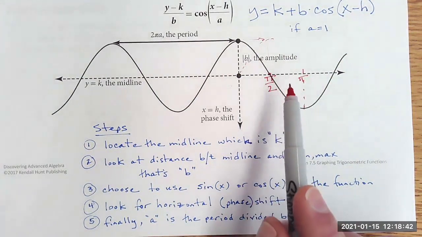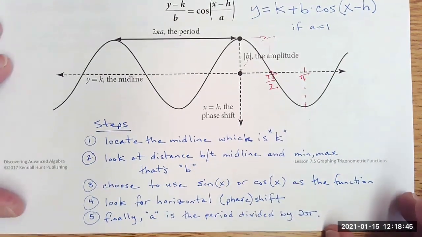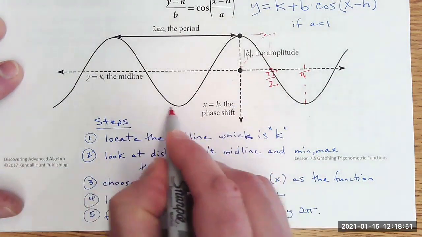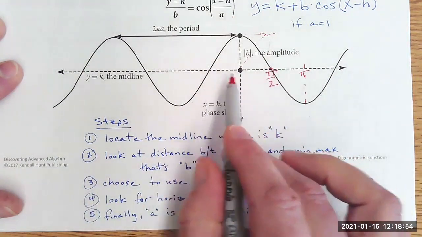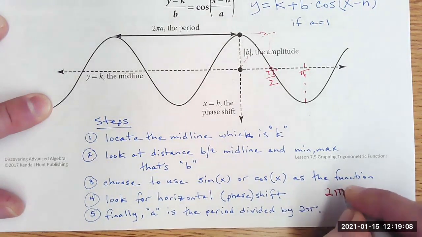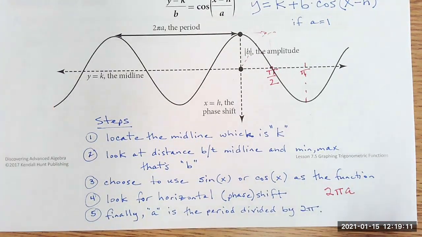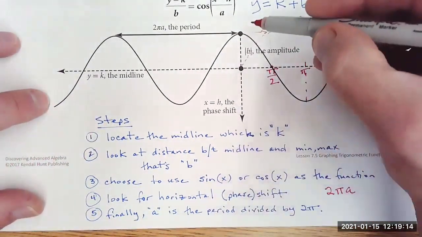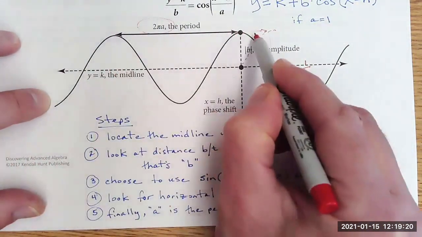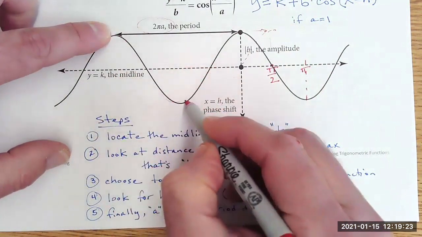Once you've chosen cosine or sine to use as your function, then look to see which horizontal or phase shift you need to employ to get the equation you want for the graph. And then finally, the a value is the period divided by 2 pi. So the period is 2 pi times a. You find what the period is. The period is the amount of time, basically, or distance horizontally, where the graph completes a full cycle.